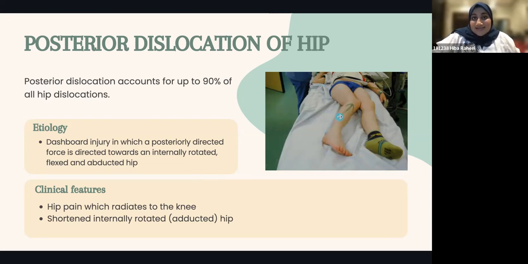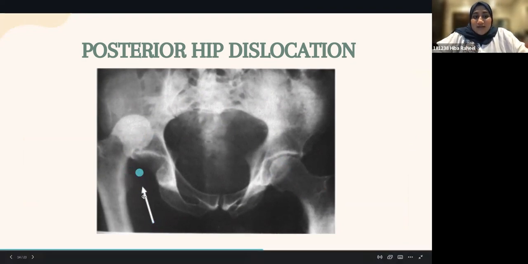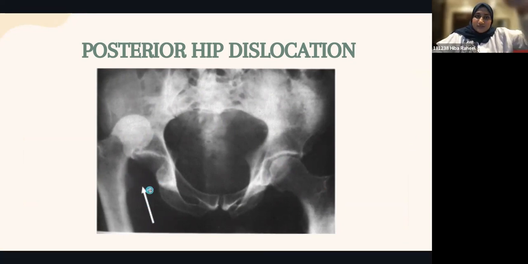Posterior dislocation is internal rotation. Anterior dislocation is external rotation. Okay. So this is what it looks like. As you can see, the head of the femur naturally lies here, and because of the dashboard injury, the force would be in the direction of the arrow. So the hip is pushed backwards this way, and it literally just comes out.